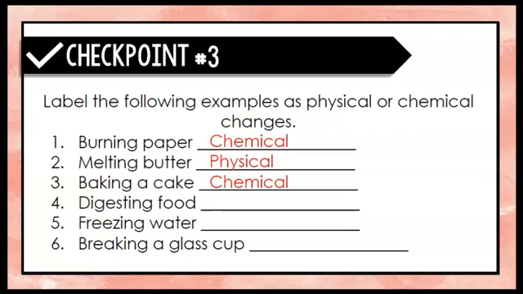So what about digesting food? Well, that is chemical because you're breaking apart the bonds when you digest the food. Freezing water is physical. You can definitely unfreeze water, and frozen water is just ice, which is water with a different structure. Lastly, breaking a glass or cup is physical. If you tried really hard and collected all those tiny pieces, you could glue them back together.